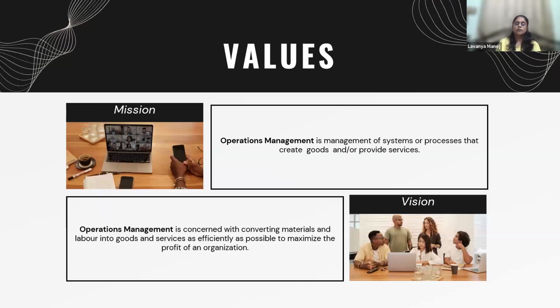Okay, so let's see what operations management is. We have two definitions. The first is that it is the management of systems or processes that create goods and or provide services. So it is a management of systems. As I said, who formulates the systems? Earlier, it was only the strategic level, that is the C level employees, who are CEOs, CFOs, vice presidents, presidents, and everyone, shareholders.